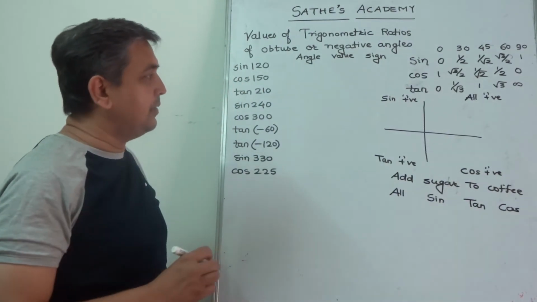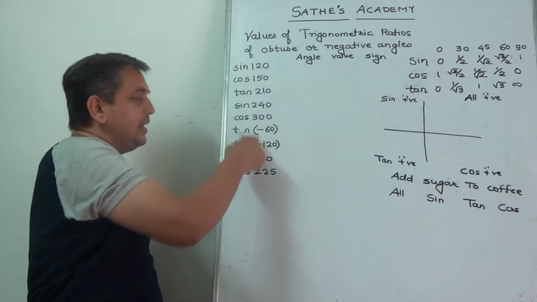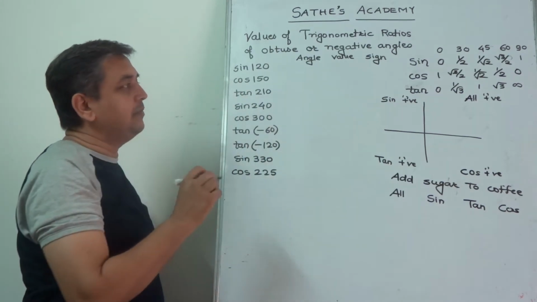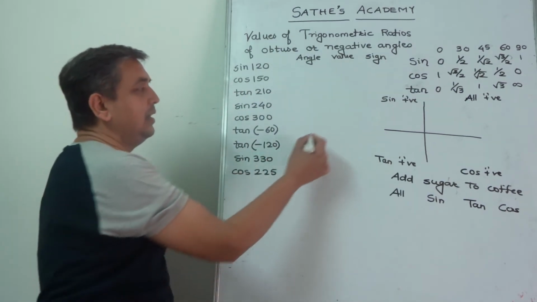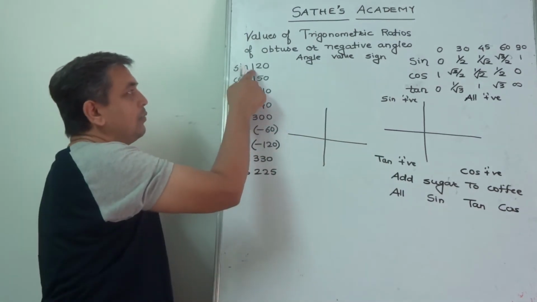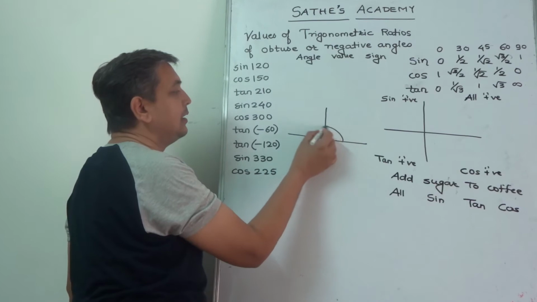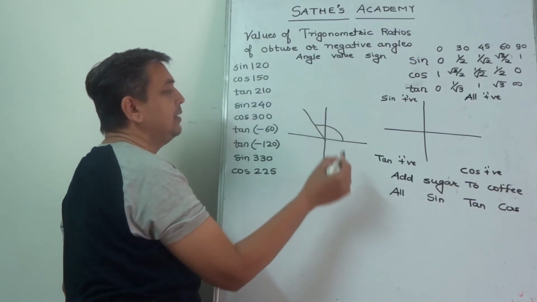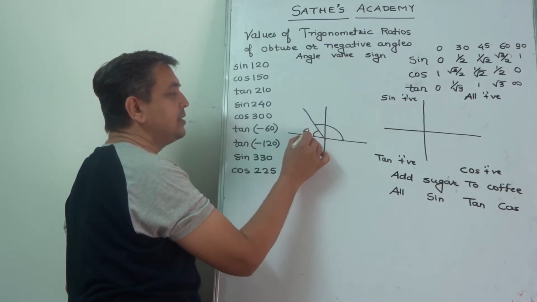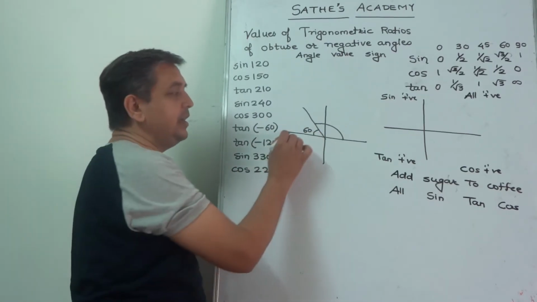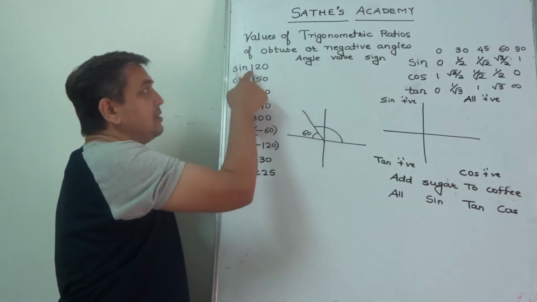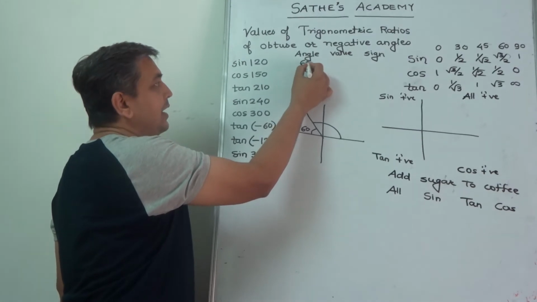Now the second step, we consider these angles and then we find the acute angle which this makes with the x-axis. For example, if we see an angle of 120 degrees, this is 120 degrees with the x-axis, but on this side it is 60 degrees. So the smaller angle nearest to the x-axis is 60 degrees, not 120. So this 120 we consider as angle 60.